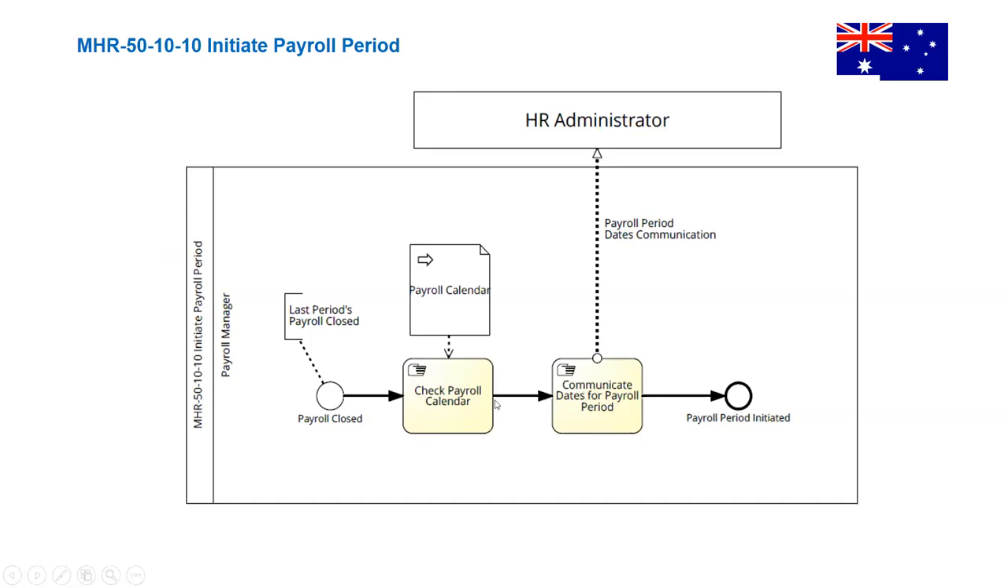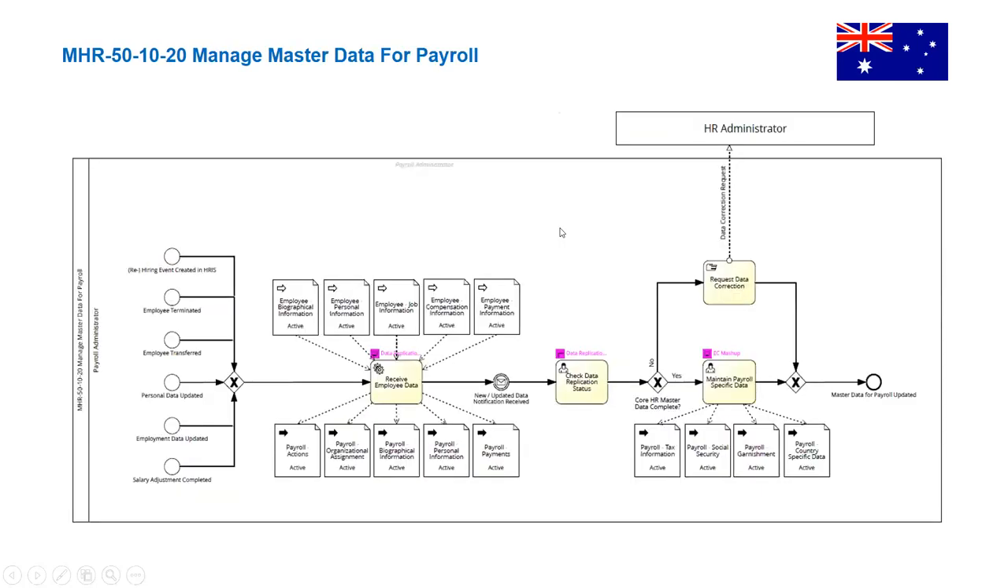As I was explaining, generally it is done by the payroll manager. Once the last period's payroll is closed, there will be a payroll calendar depending upon the particular organization. That will be done by a payroll manager, and they will go for the next payroll calendar. This is just one example of an L2 process, and I'll not go into very much detail.